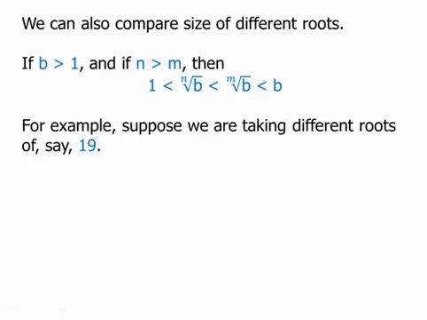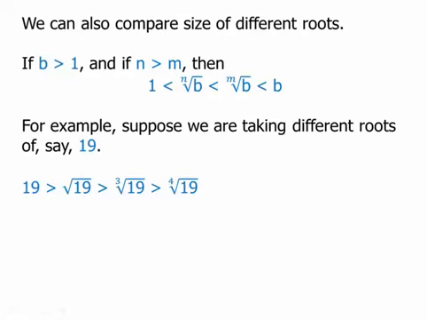So let's think about this. Suppose we're taking different roots of 19. Of course, the square root of 19 has to be smaller than 19. Now, the cube root of 19 has to be even smaller because it only takes 2 of the square root. If we multiply 2 of the square roots together, we get 19. We'd have to multiply 3 of the cube roots together to get 19.